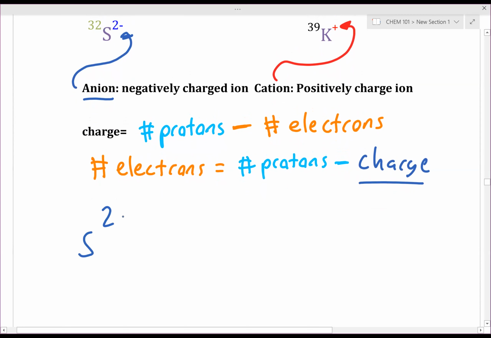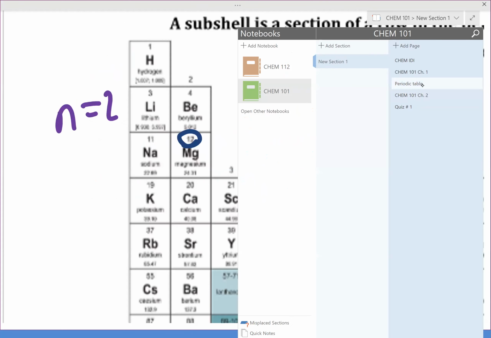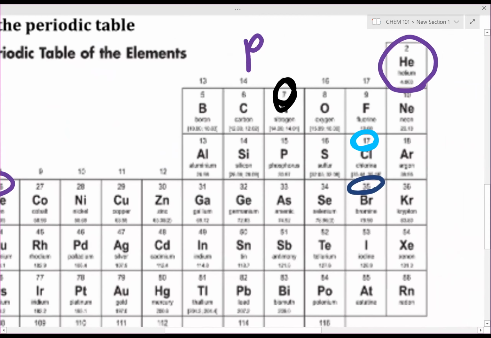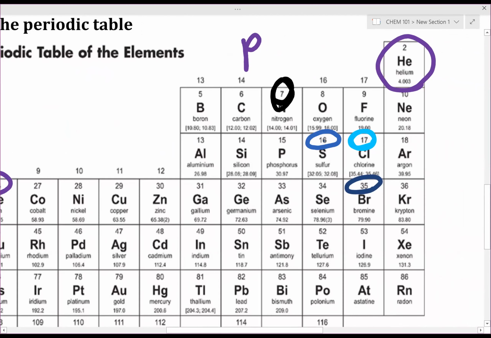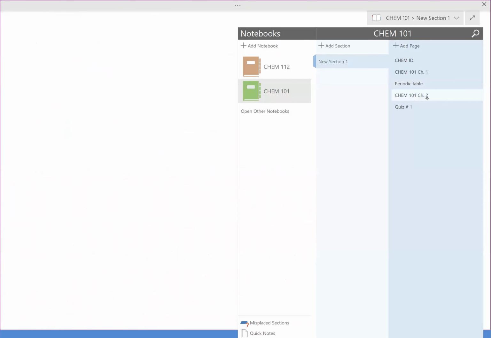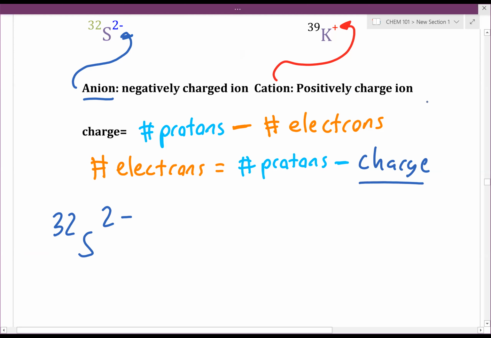So let's do an example set of calculations. First and foremost, let's look at S2 minus 32. And first and foremost, we need to figure out the number of protons. And to do that, where do we need to go? Periodic table. So I'm going to break out the periodic table, and I'm going to go find sulfur. What number is above sulfur's atomic symbol? 16. So how many protons do we have? 16.